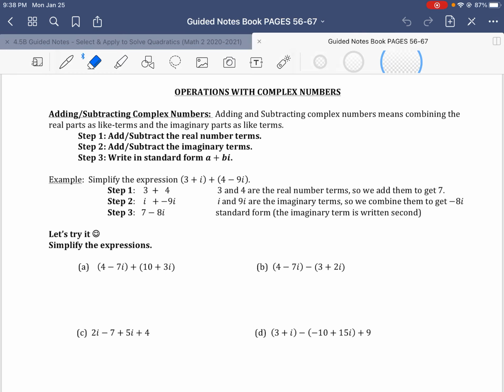Okay, in this video we're going to talk about operations with complex numbers. So in the last video we talked a lot about imaginary numbers and what an imaginary number was and where it shows up in our quadratic solutions. Well, today specifically we're just talking about operations with complex numbers.